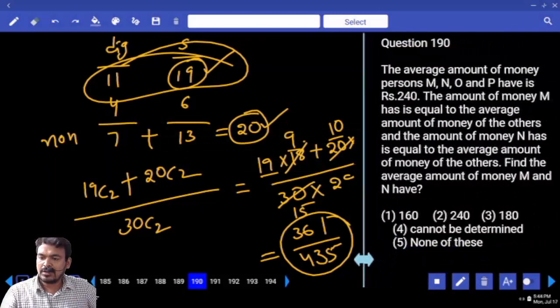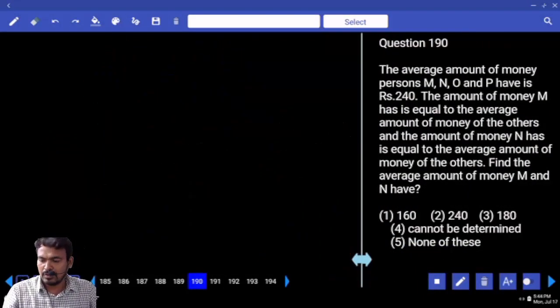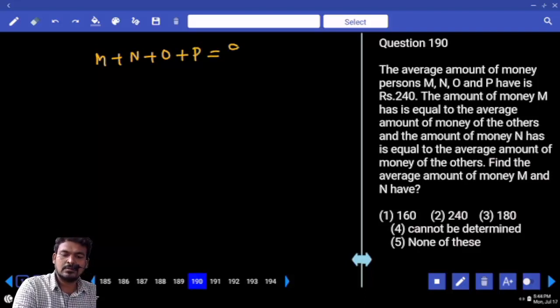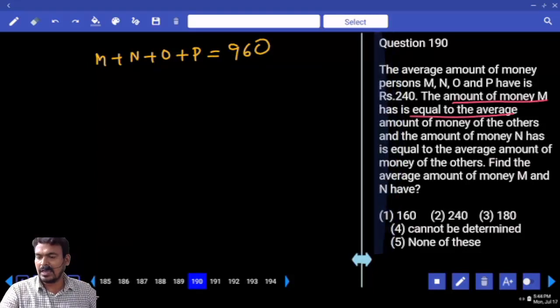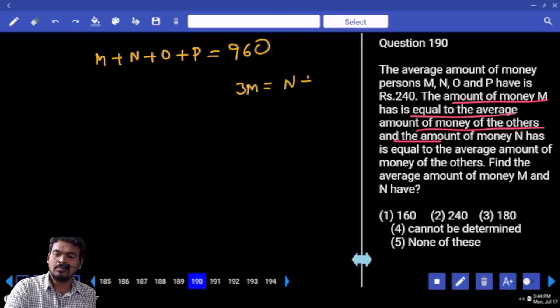The average amount of money persons M, N, O, P have is 240. Means the sum of 4 persons, M plus N plus O plus P, is equal to 960. The money of M is equal to the average of the other three. Means 3M is equal to N plus O plus P.